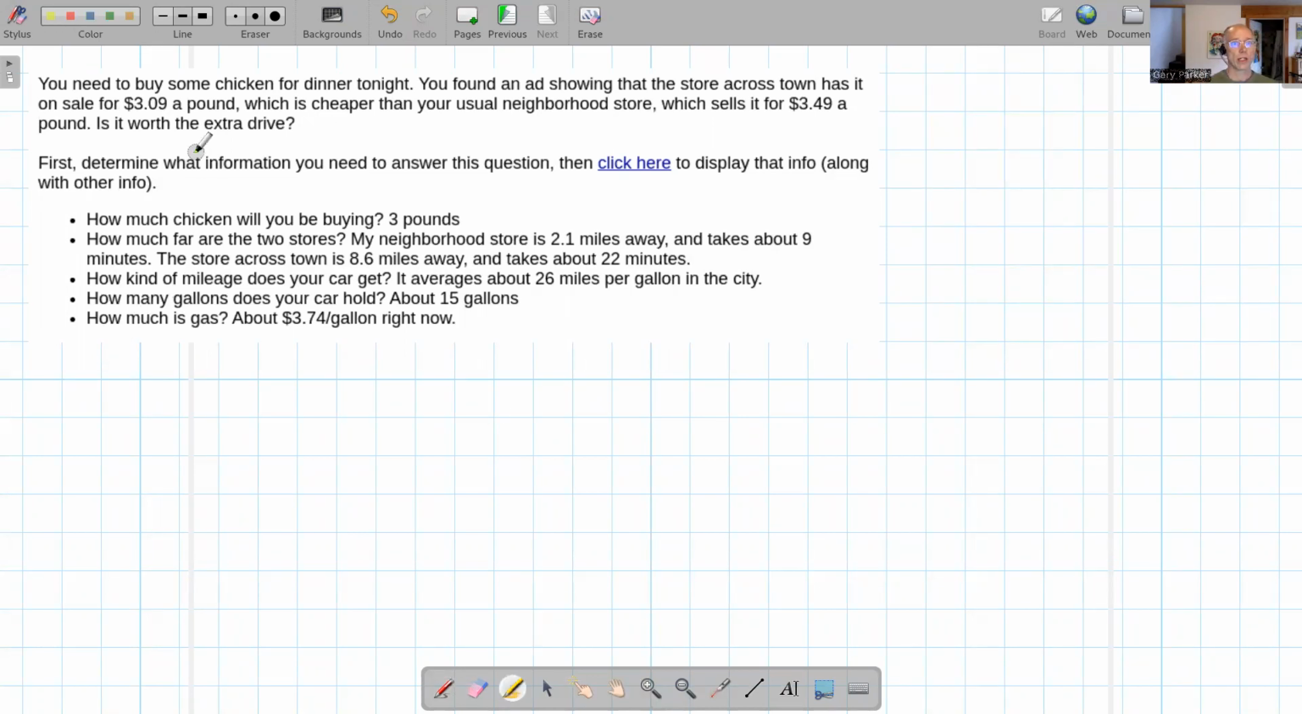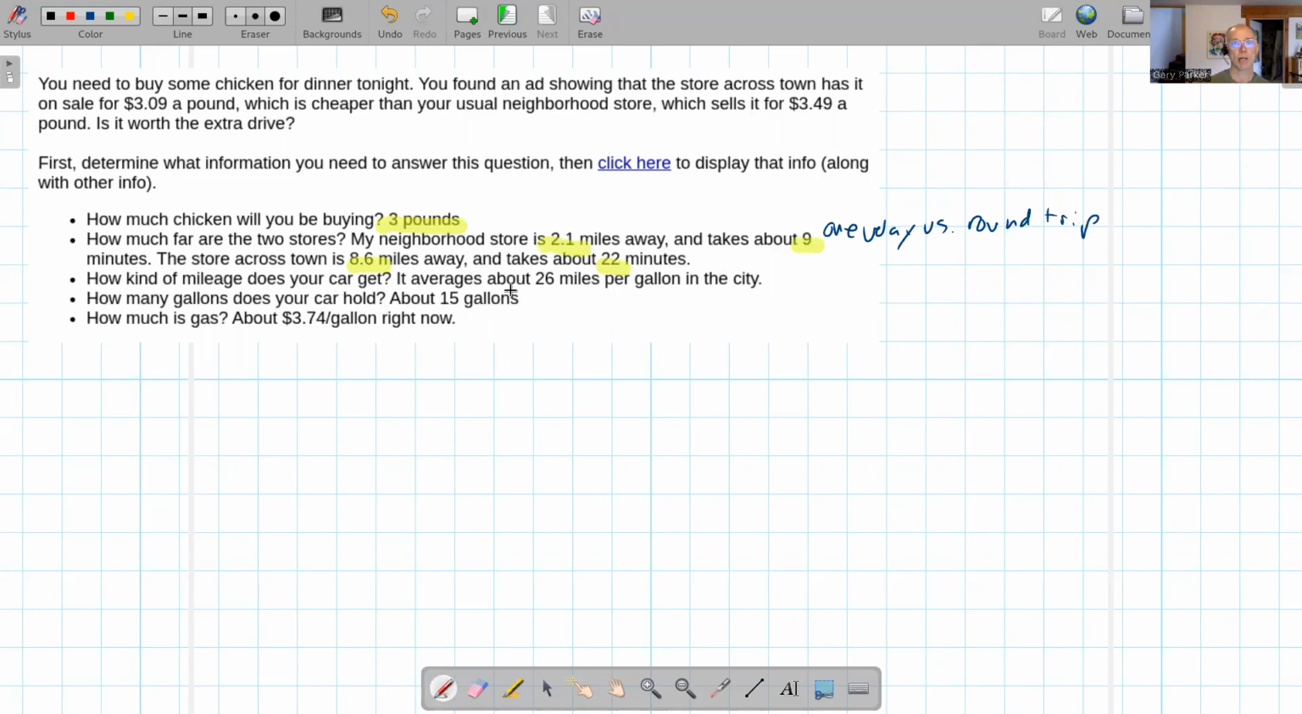So here we are buying 3 pounds of chicken. The neighborhood store is 2.1 miles away, takes about 9 minutes to get there. The store across town is 8.6 miles away, it takes about 22 minutes to get there. Now, something to keep track of with both of those is that's just one way. And we're going to have to consider a round trip. That jumps out at me right away.